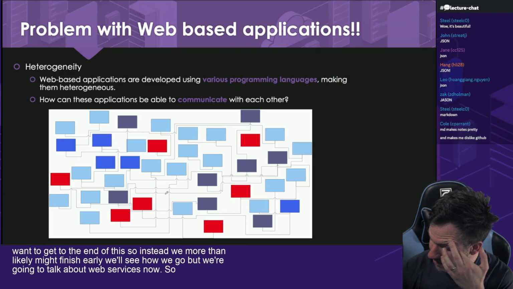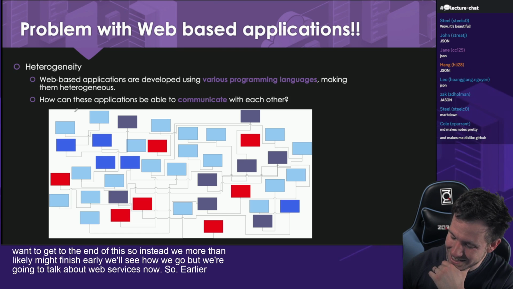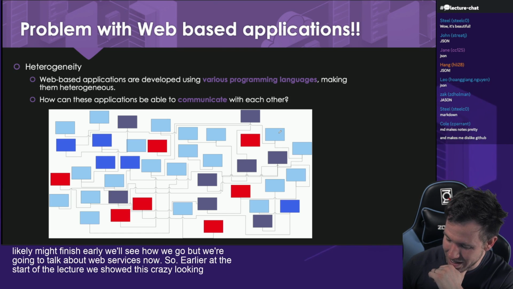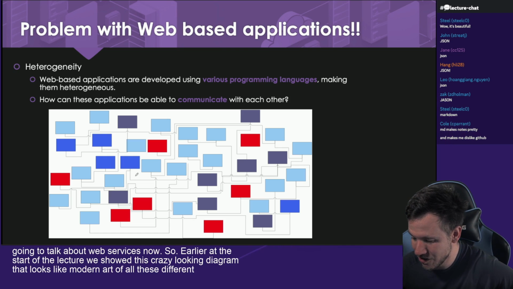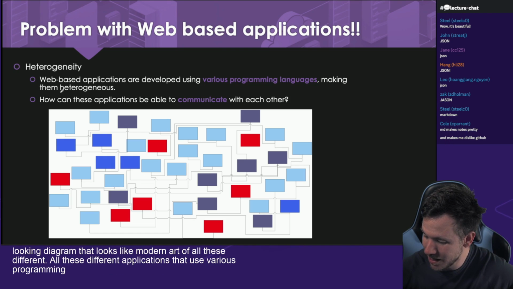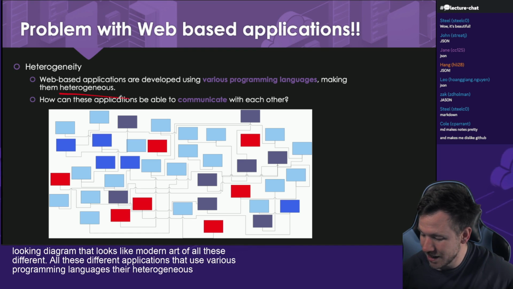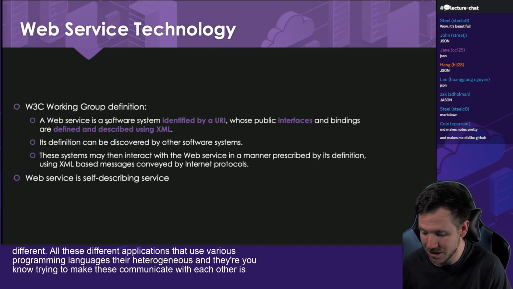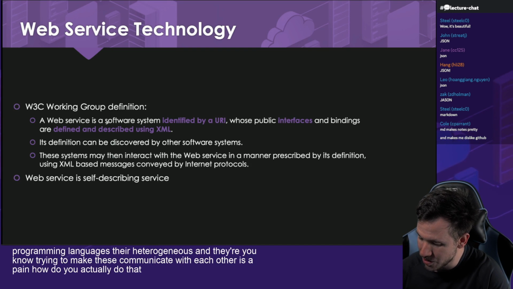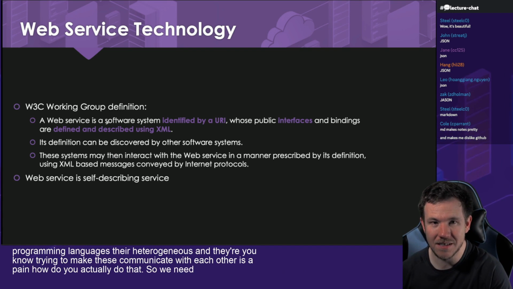So earlier on, at the start of the lecture, we showed this crazy looking diagram that looks like modern art of all these different applications that use various programming languages. They're heterogeneous, and trying to make these communicate with each other is a pain. How do you actually do that? So we need web services in order to do this.